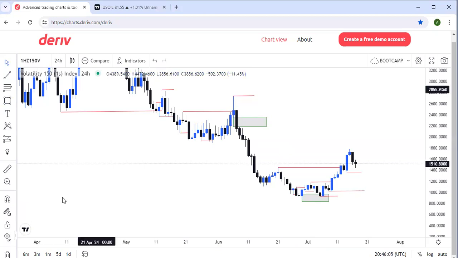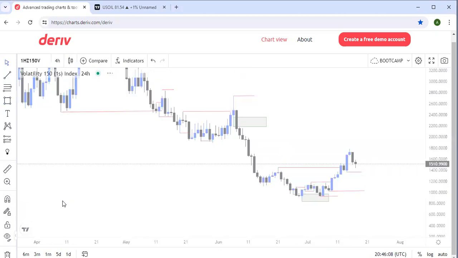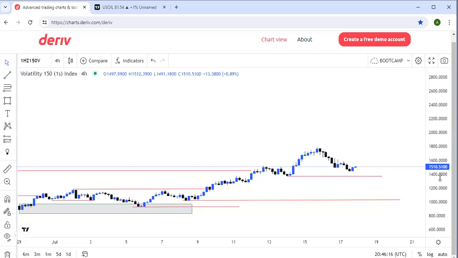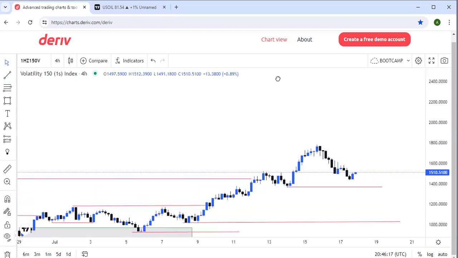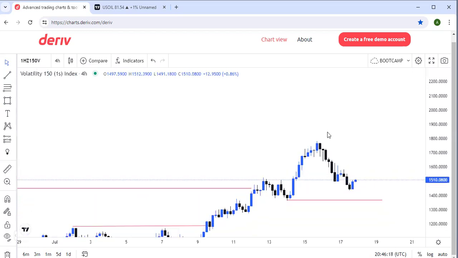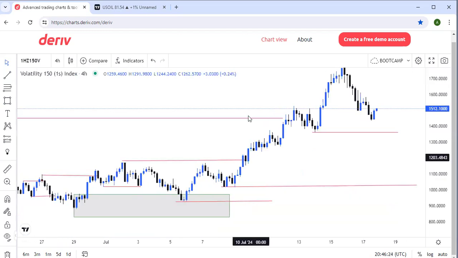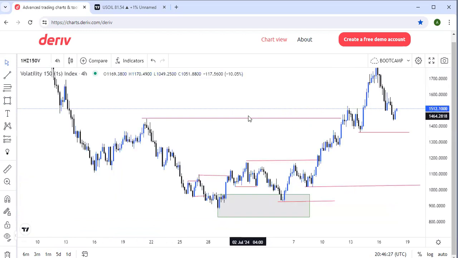All right, so H4 again. Do you understand it, please? Do you get it? Yes. All right, so I'm just talking basically about structure. Because this is inducement on daily, and price has taken it, H4 structure is telling us that we have a potential high forming.